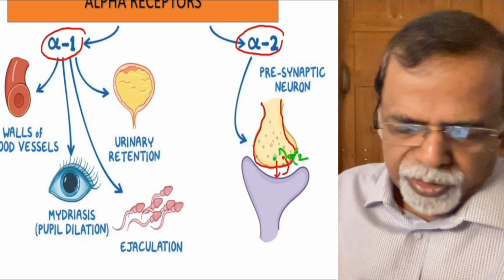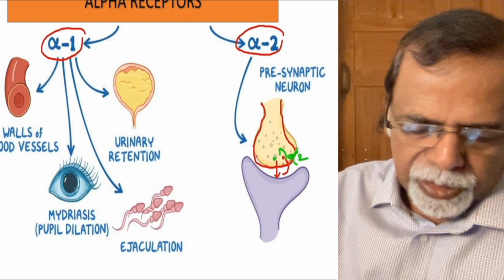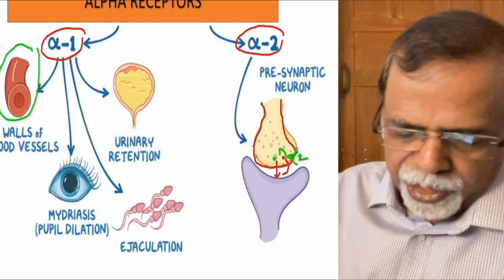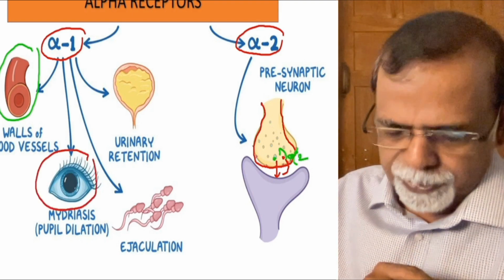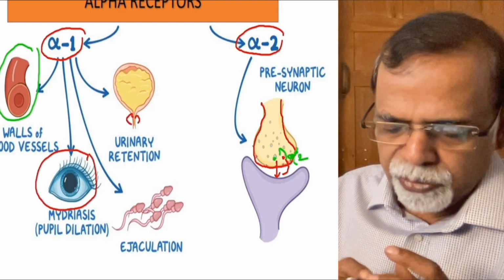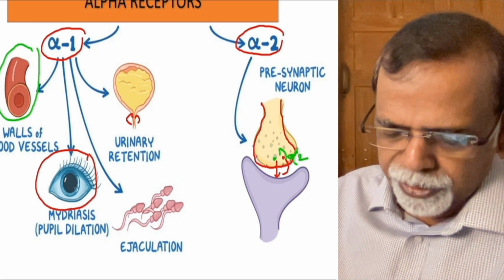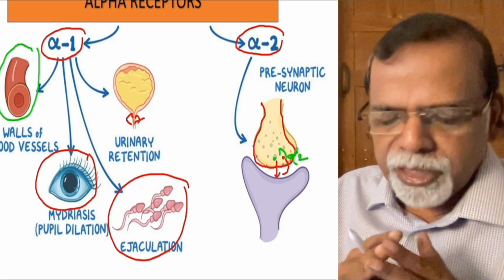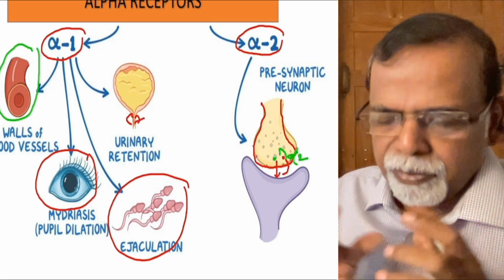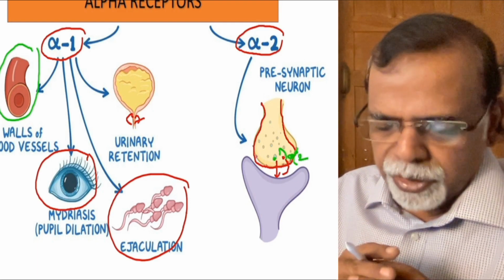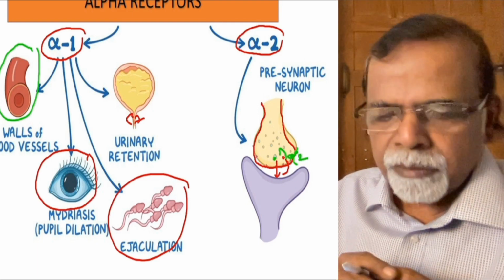Now we go to alpha 1. Alpha 1 is predominantly in the blood vessels. It produces vasoconstriction. In the eyes, as already mentioned, it produces mydriasis. In the prostate, it acts on the alpha receptor, produces contraction, and helps in ejaculation. It also helps in continence, that is, it contracts the internal sphincter. At the time of contraction of the prostate, both produce squeezing of the urethra and the urine is held there.